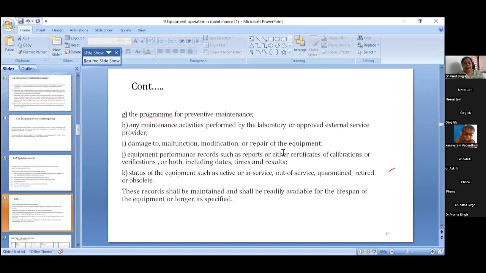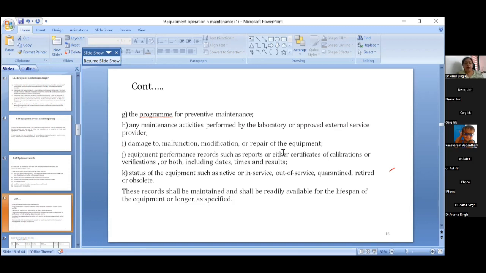Then any maintenance activities performed by the lab or approved external services should be recorded. Any kind of repair done on the equipment, you should ask for a service report. Please provide a service report for the activity performed, or you should have an equipment breakdown register format in which you can make the entry: this breakdown of the equipment happened, who corrected it, when corrected, and for how long it was down. Next point is any damage, malfunction, modification or repair of the equipment.